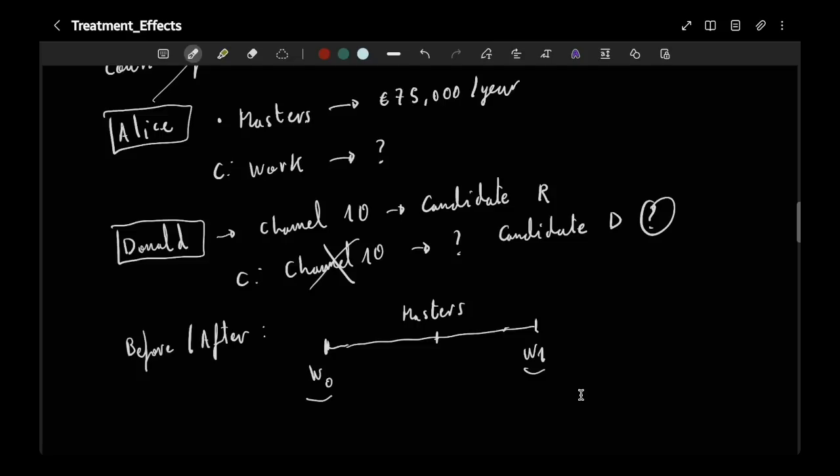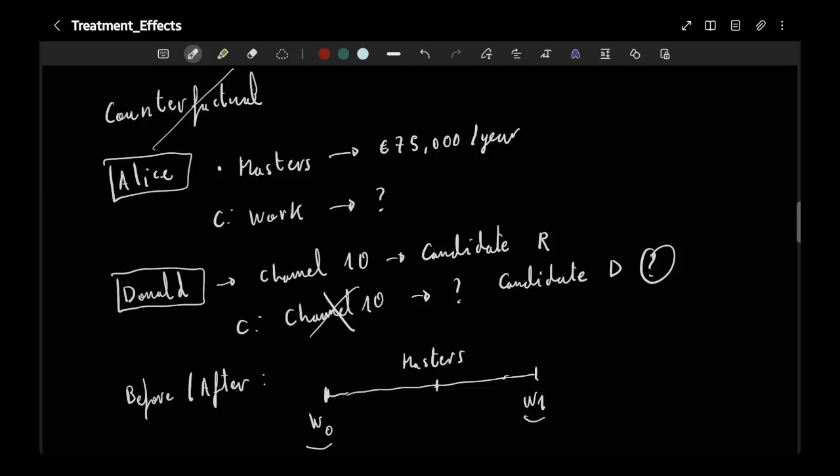Because the idealized within-person comparison is impossible, we will need to develop methods and assumptions that allow us to substitute a between-person comparison. And this is all for today.